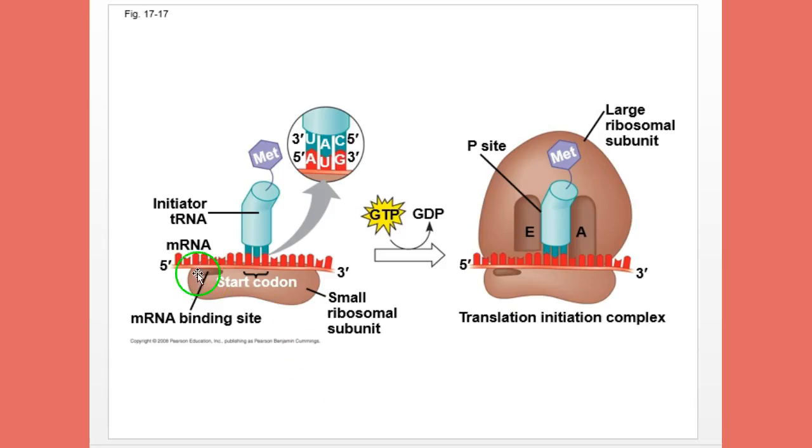This is showing the mRNA binding site. So mRNA binds to the binding site of this small ribosomal subunit. Your initiator tRNA reads this mRNA strand until it locates AUG, which is always the amino acid Met, or methionine. And that binds, and that brings in the large ribosomal subunit, and that initiator becomes the growing polypeptide chain in your P site.